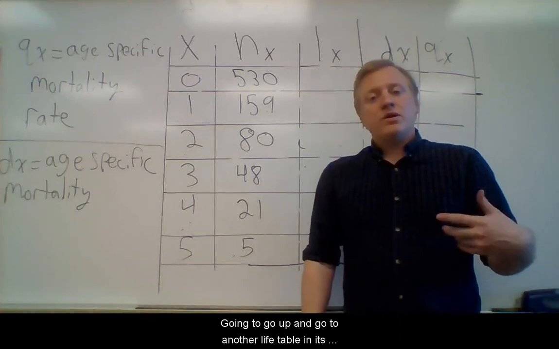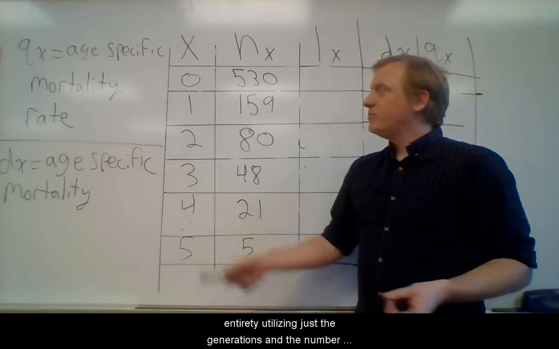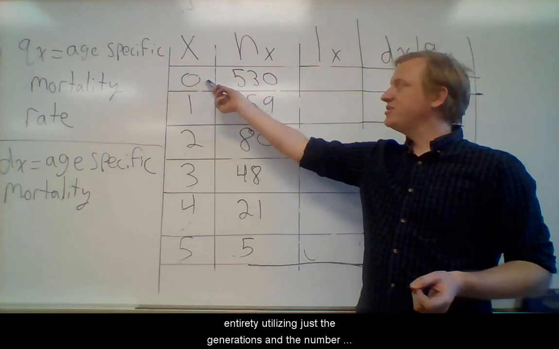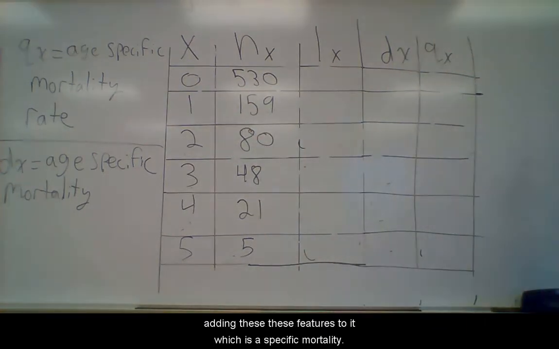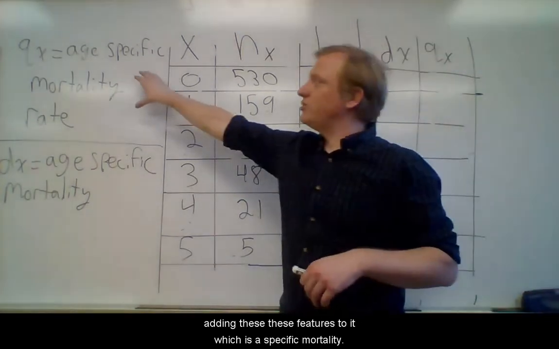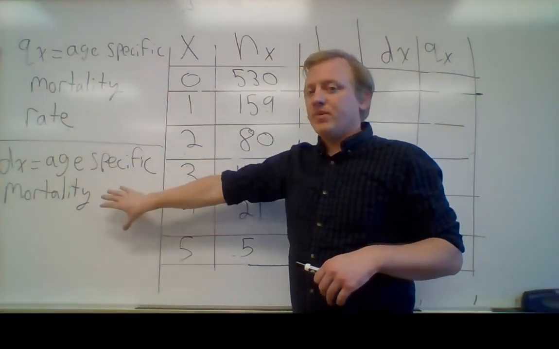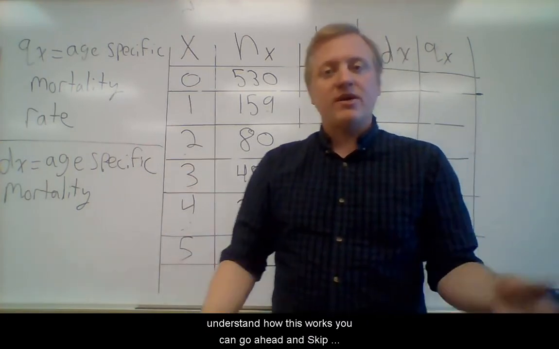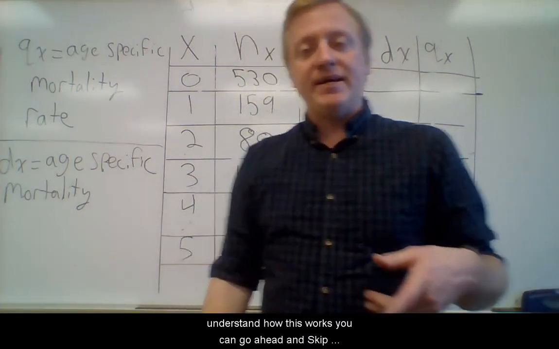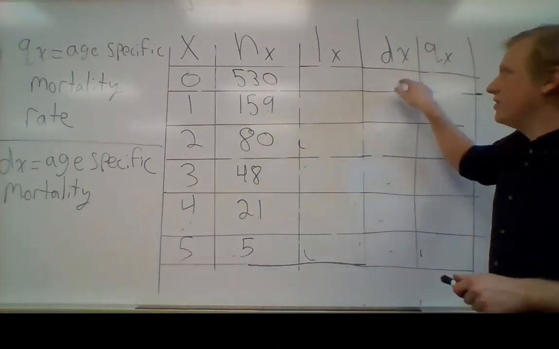I'm going to go ahead and go through another life table in its entirety, utilizing just the generations and the number alive during each generation. Later on, I'm going to be adding these features to it, which is our age-specific mortality rate and our age-specific mortality. So if you already understand how this works, you can go ahead and skip ahead to where I start working through these.